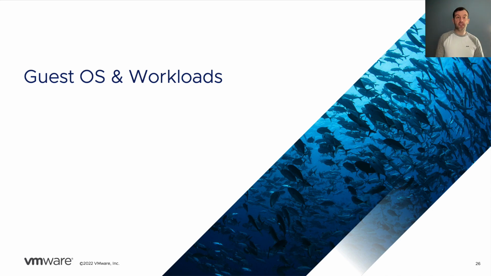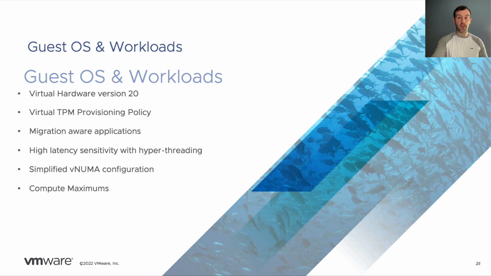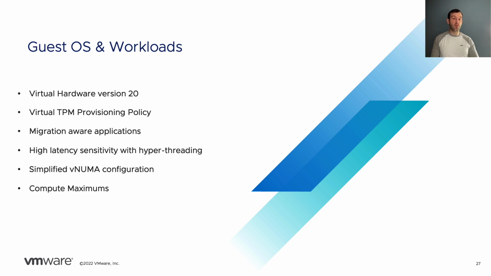Now let's take a look at some of the enhancements in the area of guest OS and workload. So just a quick rundown on some of the things that we'll talk about in this section, and we'll go into detail on some of these. Like with all new versions of vSphere, we bring a new virtual hardware version. And in this version, we're up to hardware version 20. This allows for some compute maximum increases, and it also unlocks a lot of the other features that we'll talk about in this section. We introduce a virtual TPM provisioning policy, which is primarily geared towards helping deploy Windows 11 workloads at scale, but it could be applied to any workloads or any operating system that is leveraging a virtual TPM device.